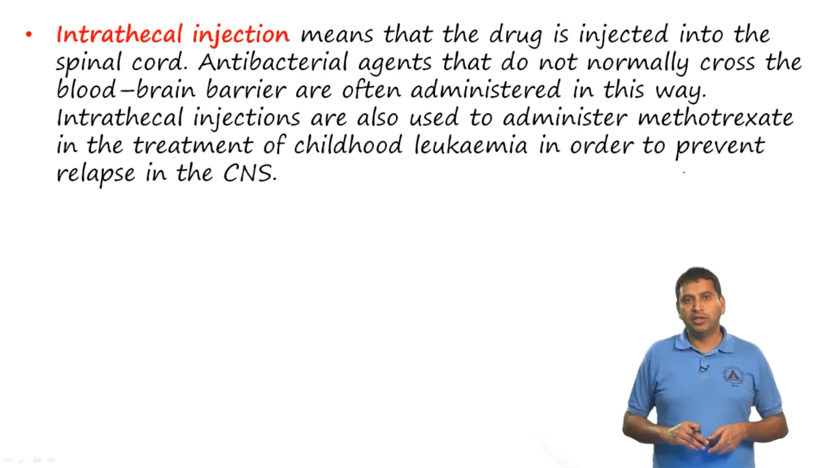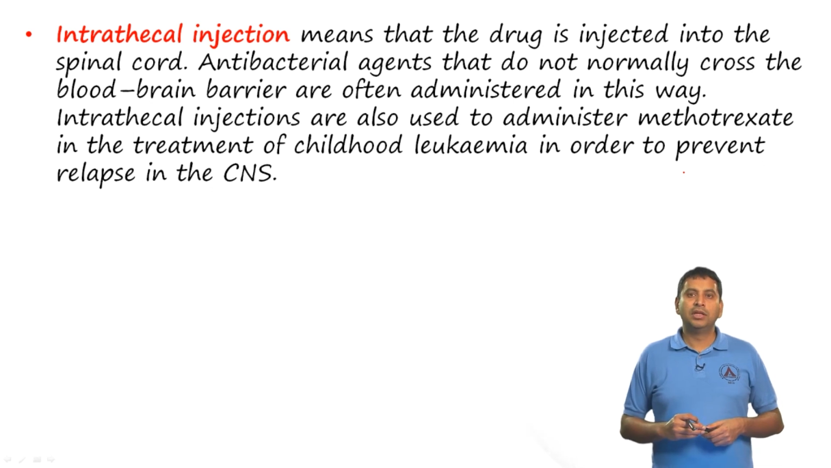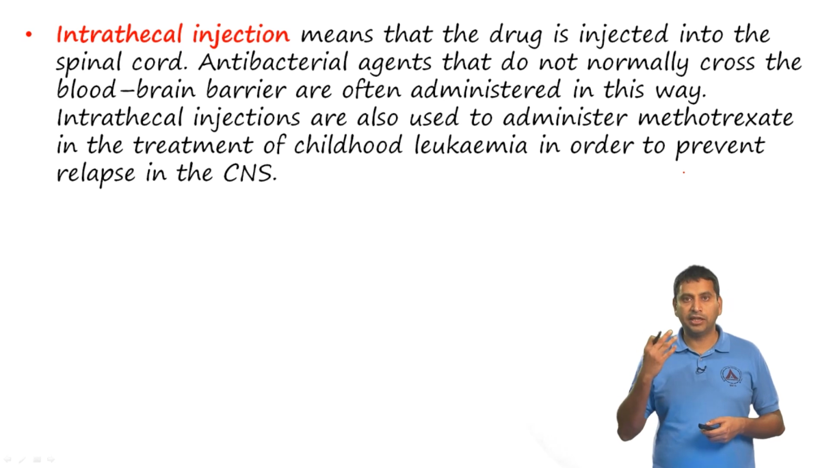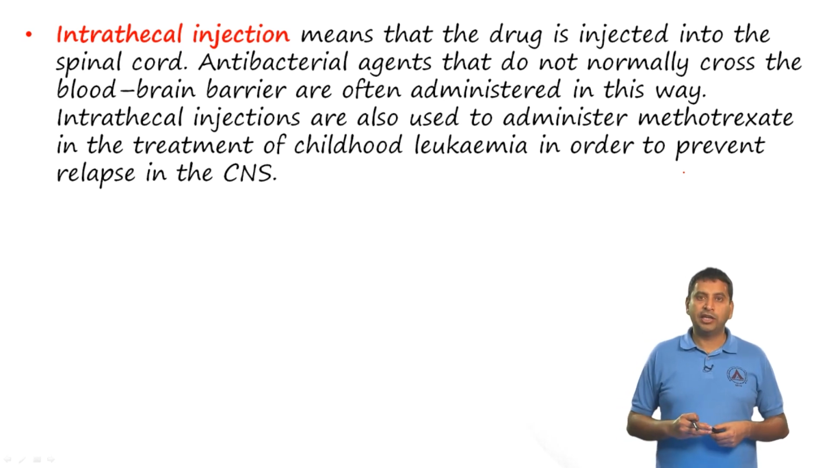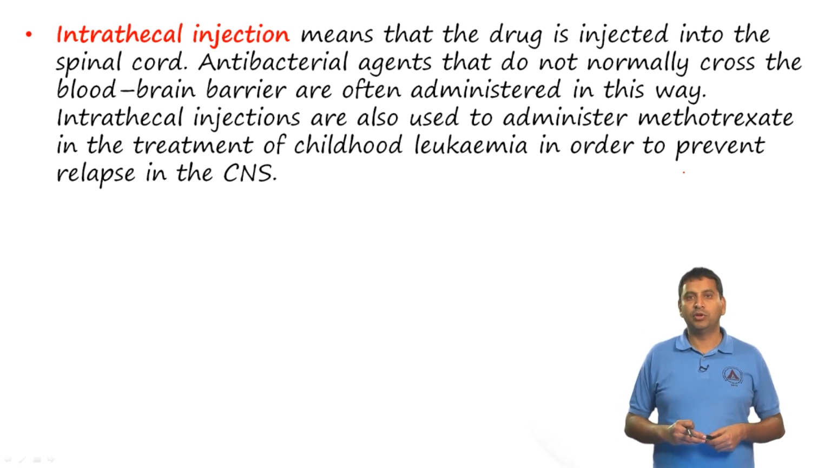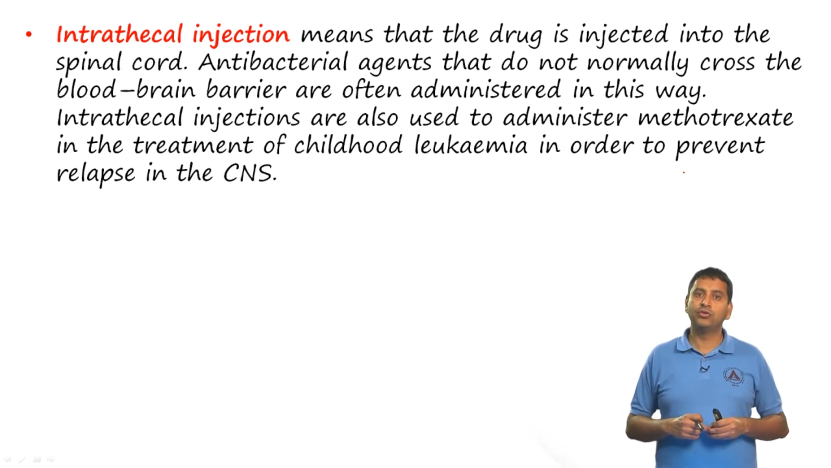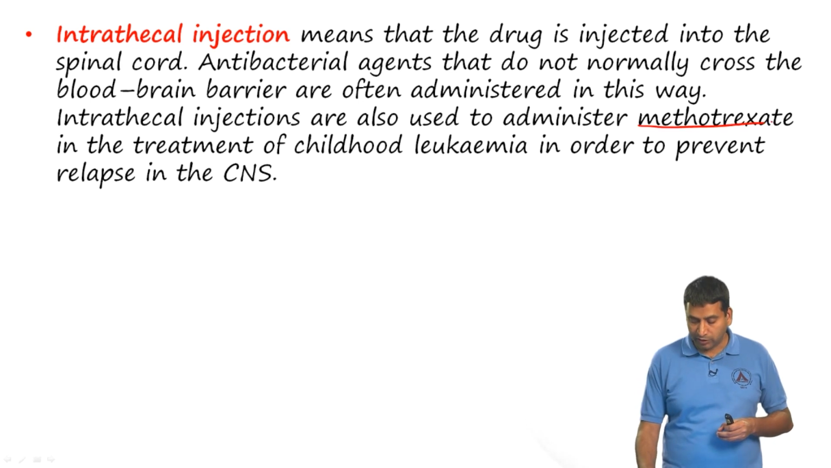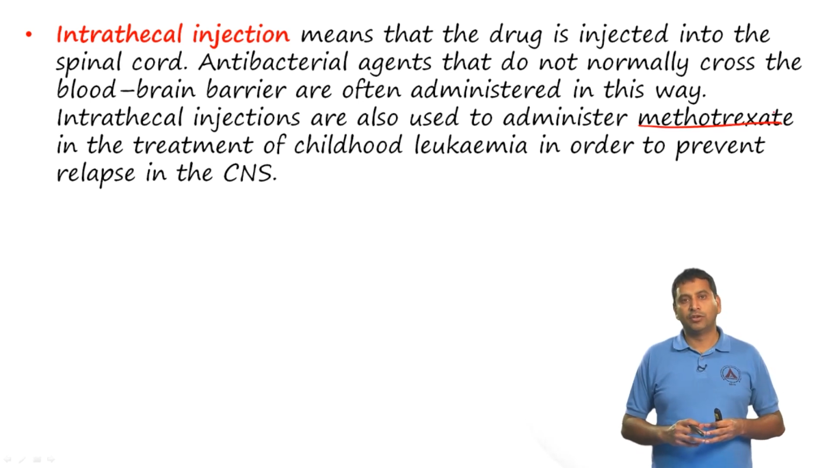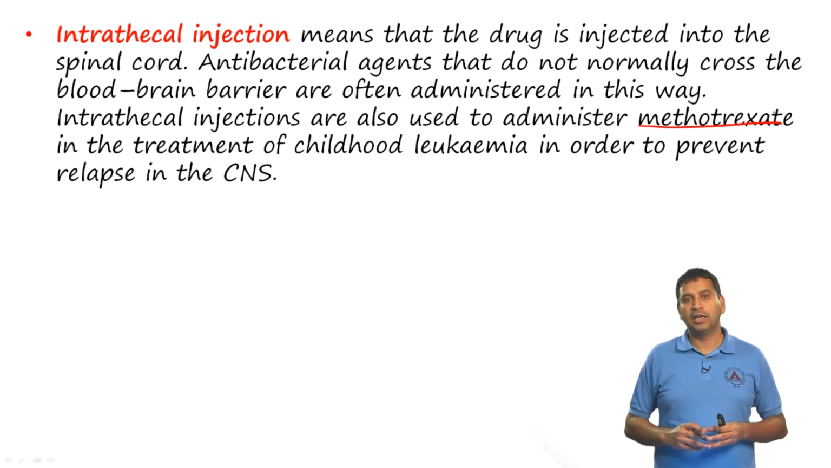The last form is the intrathecal injection, which is basically the injection into the spinal cord. Now, it is very frequently used in situations where you have a bacterial infection in the brain, and administering an antibacterial drug is not very useful because it does not cross the blood brain barrier. So, you give this intrathecal injection so that you can avoid crossing the blood brain barrier. Intrathecal injection is also used for administering the anti-cancer drug methotrexate for the treatment of childhood leukemia and in order to prevent relapse in the central nervous system.